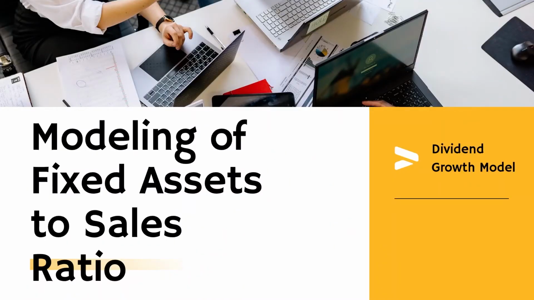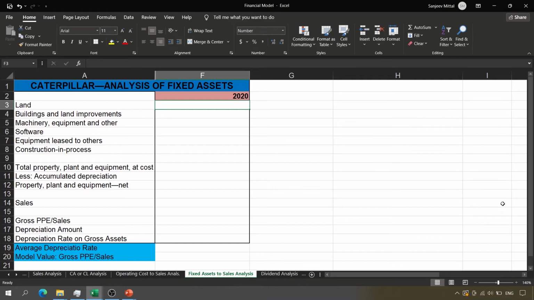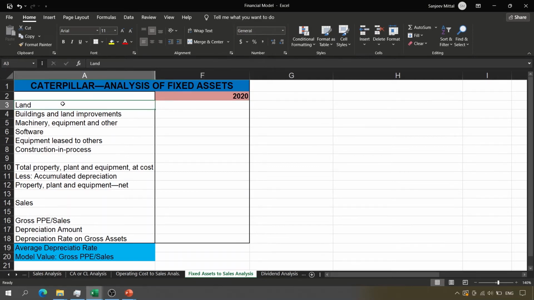Let's try to model our fixed assets to sales ratio. For modeling of our fixed assets to sales ratio, firstly, we shall go to our Excel. In our Excel, I have provided the details of our land, building, machinery, software, equipments, and construction in progress.